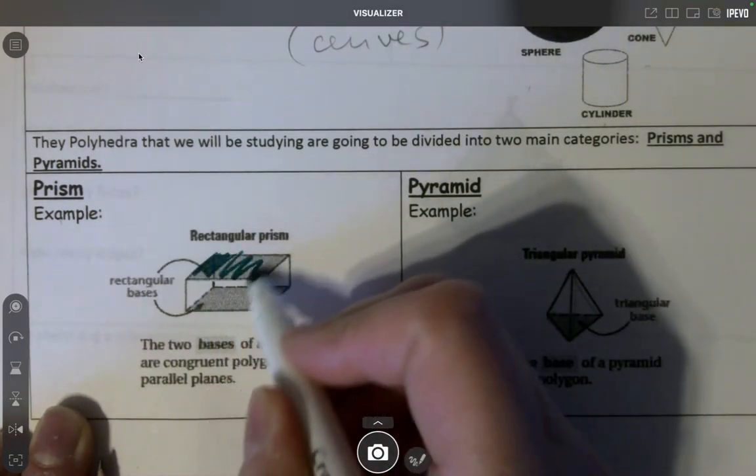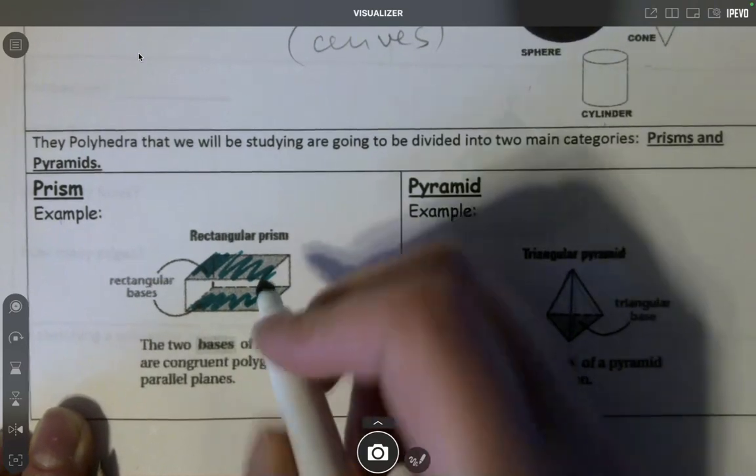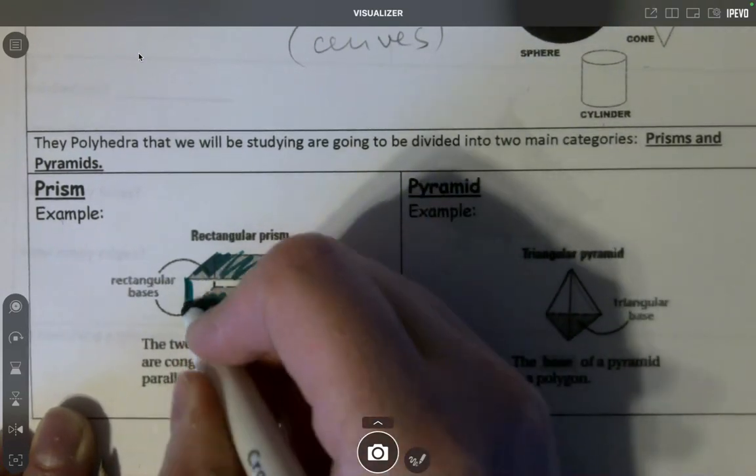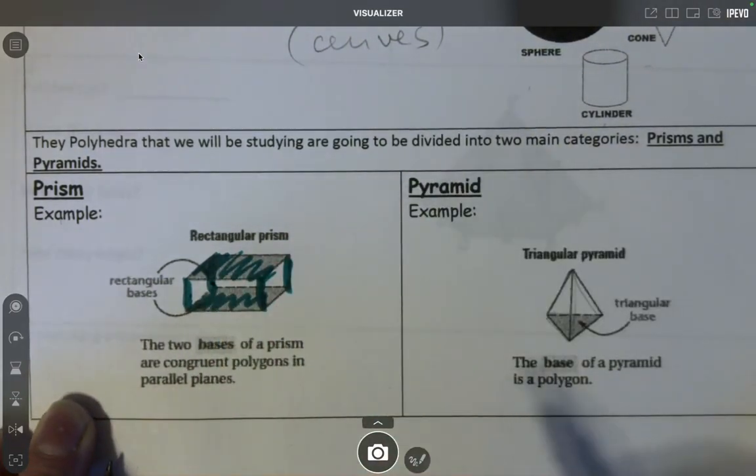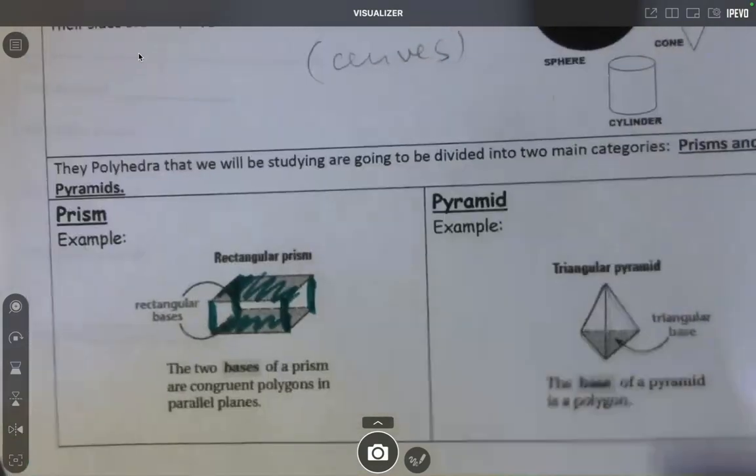I would draw it by making a rectangle, making another rectangle, and then connecting them. So they're two of the same base like that, and then they're connected. And the bases are going to be parallel, so they are parallel planes. All right, so let's go ahead and turn to the next page.